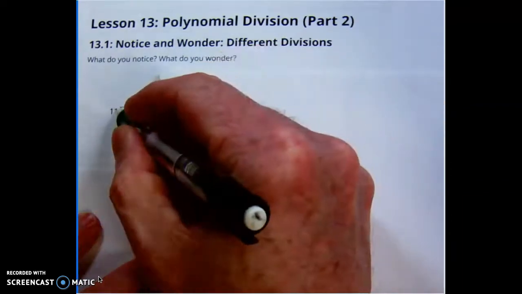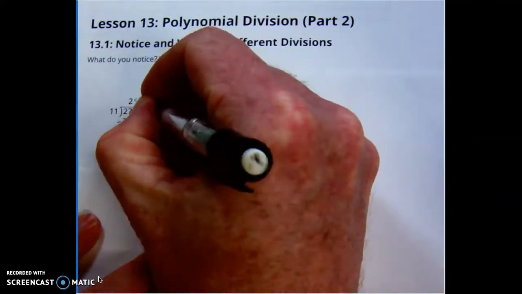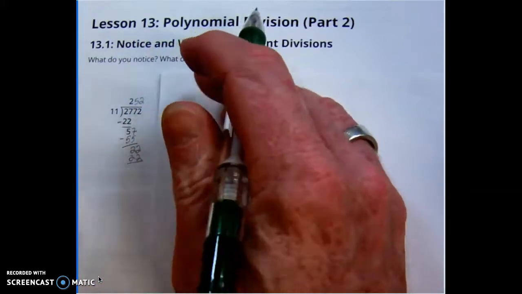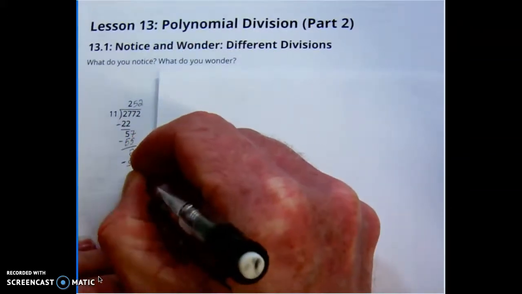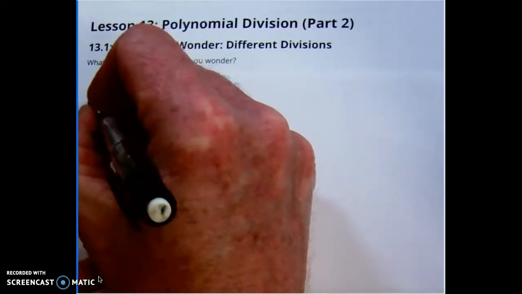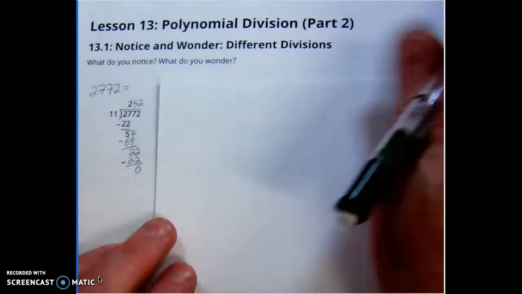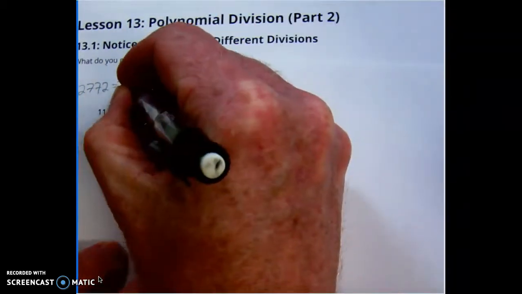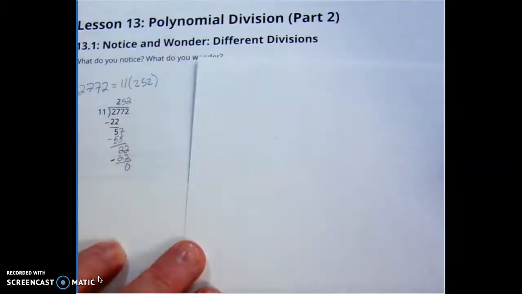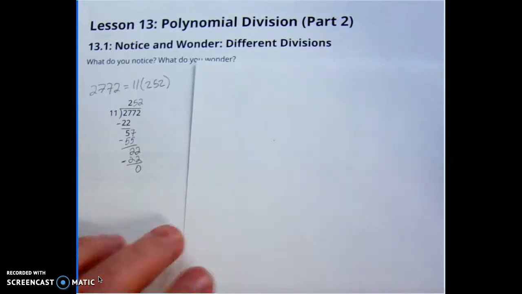So how many times does 11 go into 22? It goes twice. So 2 times 11 is 22, we subtract, and there are 0 left over. So we could say 2,772 is equal to 11 times 252. We could break it into 2 factors that way. Well, we're going to do that exact same thing with polynomials today.